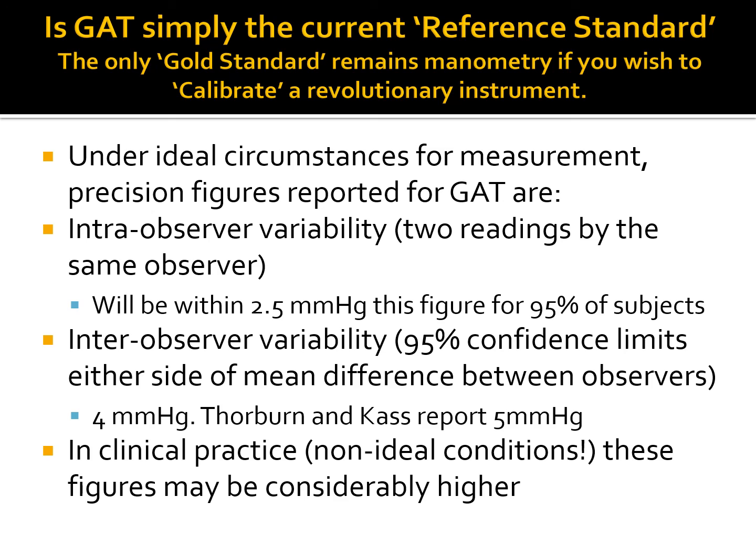Inter-observer variability could be 4 millimeters of mercury. There are two papers that have come up with that. Thorburn and Castor reported plus or minus 5 millimeters. And as I say there, in clinical practice they're not ideal conditions, and these figures may be considerably higher. And that's actually true. You've got to think that.